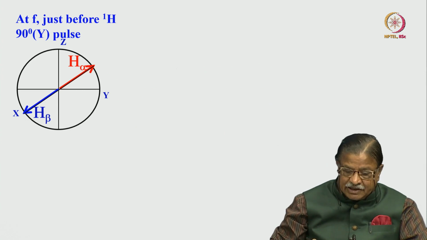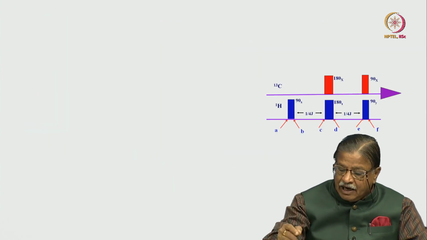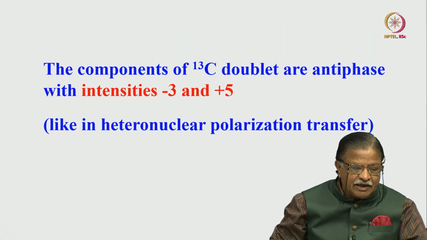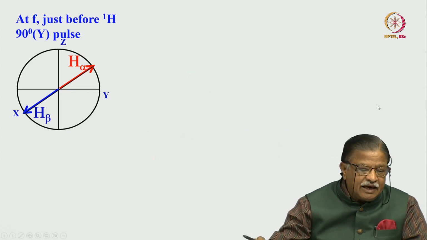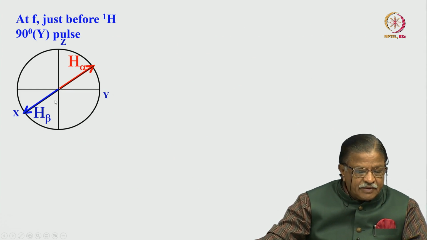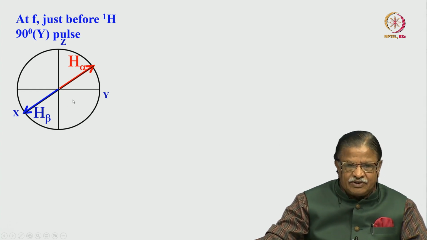We saw the pulse sequence, how it is working. Already we discussed quite a bit up to this point. At this point, what is going to happen, we will see. At point F, just before applying the 90-degree pulse, the proton signal, the 2 vectors are antiphase to each other. Alpha and beta components are antiphase to each other.